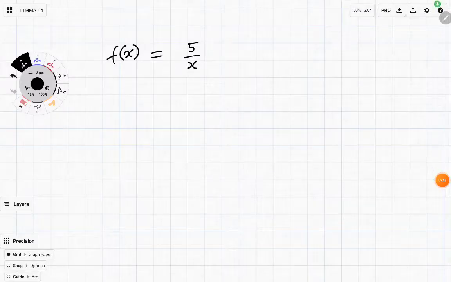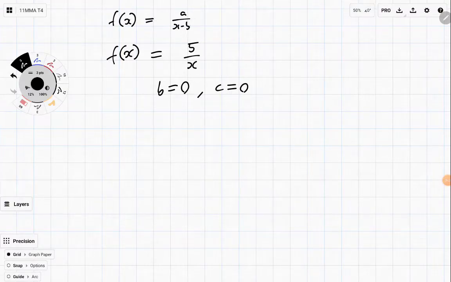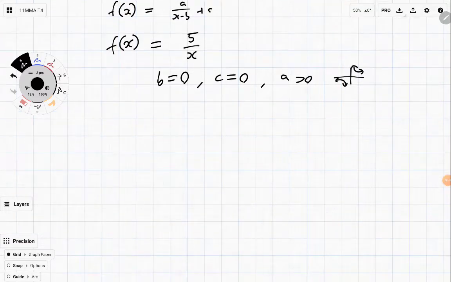So let's have a play with sketching some. This is f of x equals 5 on x, and so the first thing I can notice is that b is equal to 0, and so is c. So based on the initial form, f of x equals a on x minus b plus c, you can see that b and c must both be equal to 0, and that a is positive, a being 5, which means it's going to be the increasing shape, which means it's going to look something like this. In fact, that's going to be a very good sketch, because remember, it hasn't been translated anywhere. b and c are both 0.